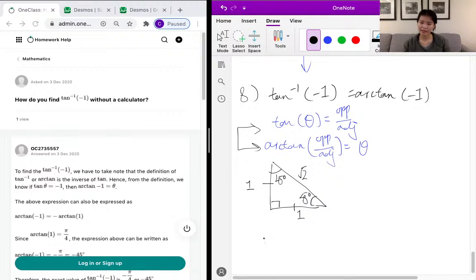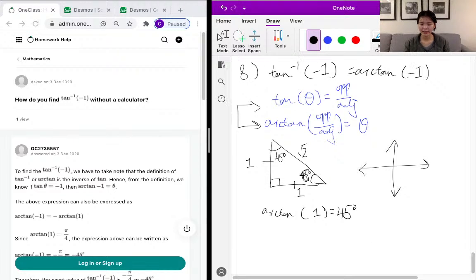So we know that the arctan of 1, which is opposite over adjacent. For the 45 degrees angle over here, the opposite is 1, adjacent is 1, 1 on 1 is equal to 1, and this is our 45 degrees angle. Now, we just need to use the unit circle to find where arctangent would be -1.